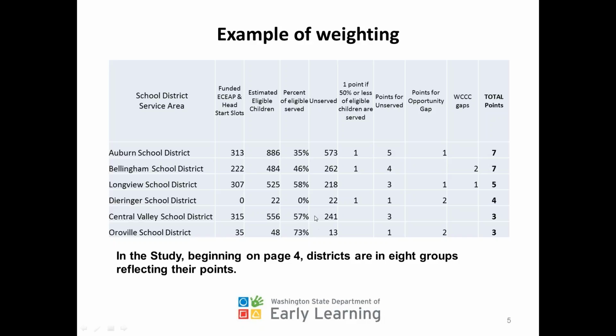I want to point out that anywhere we're listing unserved children in this study, that's the total estimate of unserved children. We don't expect that all families will choose to participate in ECAP. In fact, in the caseload forecast, we're currently estimating that 51% of eligible 3-year-olds and 82.5% of eligible 4-year-olds would participate if space was available.